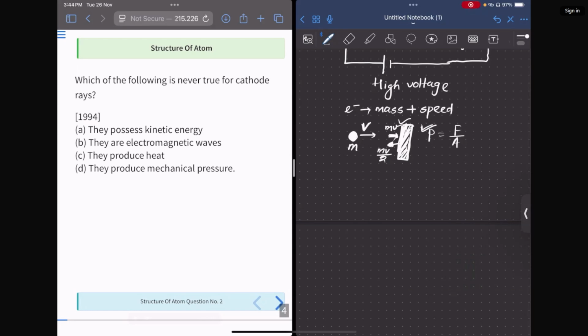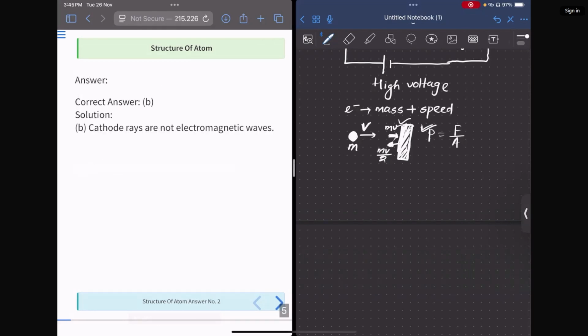So what will be the wrong option? Option B, because they are electromagnetic waves. No, cathode rays are not electromagnetic waves because they consist of electrons. Electrons are not electromagnetic waves. So let's move on to question number 3.